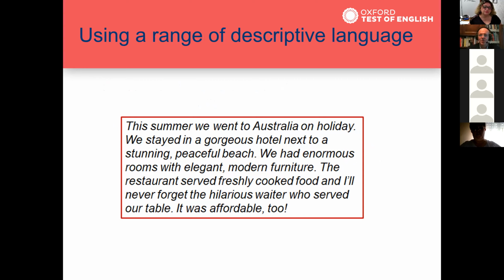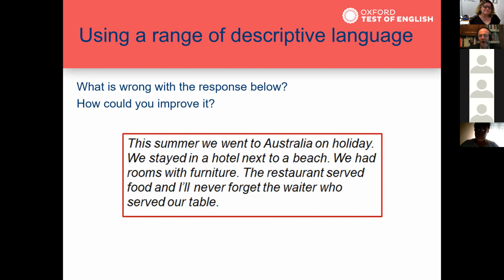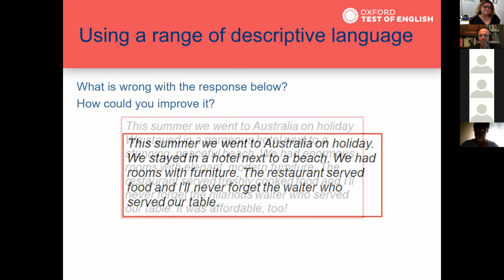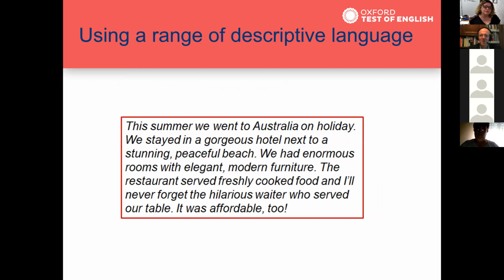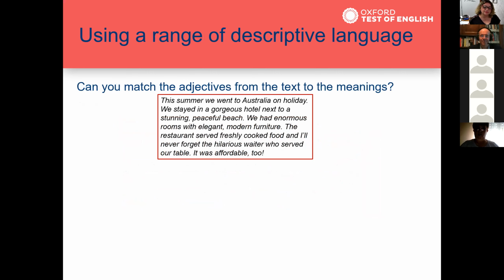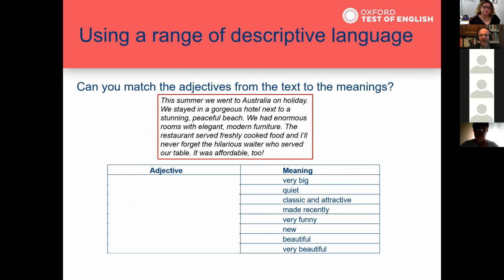Let's take a look at this. This summer we went to Australia on holiday. We stayed in a gorgeous hotel next to a stunning, peaceful beach. We had enormous rooms with elegant, modern furniture. The restaurant served freshly cooked food, and I'll never forget the hilarious waiter who served our table. It was affordable too. What's happened here? How has this become this? What's the change? I'm sure you can see it's adjectives.